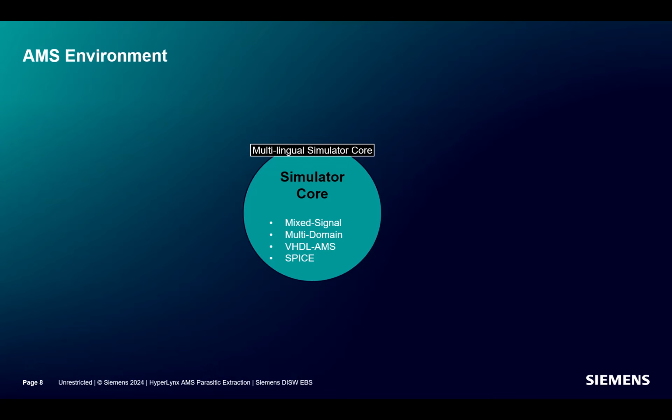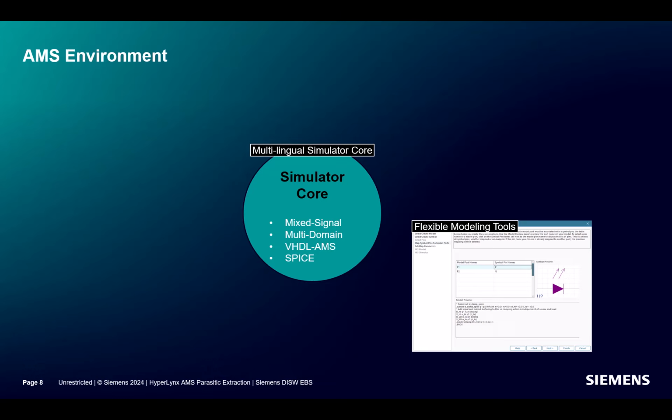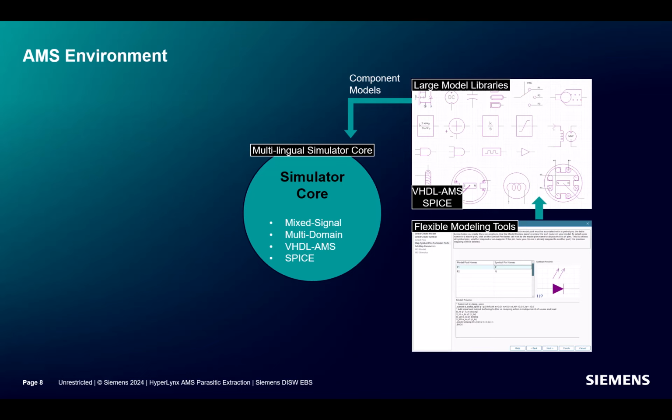First, the simulator core. It's at the heart of the AMS environment. The simulator core accepts mixed signal and multi-domain models like electrical and mechanical models. These models can be written in VHDL AMS or SPICE. Second, model creation. AMS supports different methods of model creation, such as the model and symbol wizard, hand coding, and code generation. Third, model libraries.